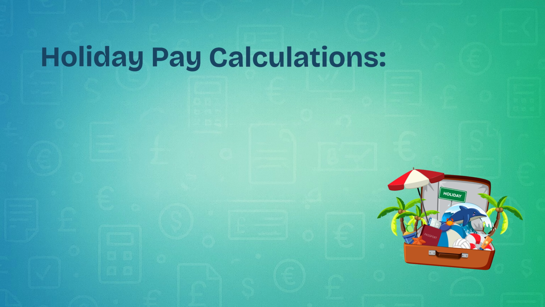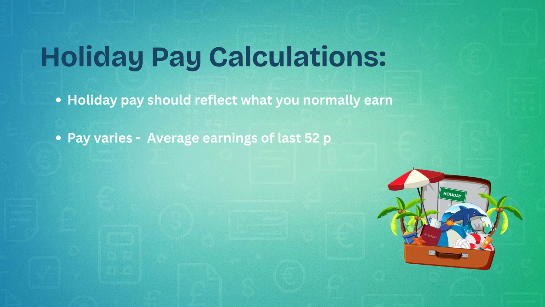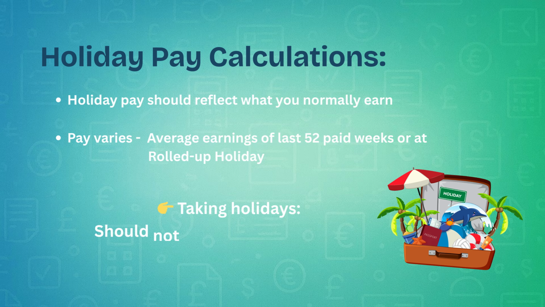Finally, let's look at how holiday pay is actually calculated. Holiday pay should reflect what you normally earn, so it's usually based on your standard rate of pay. If your pay varies, your employer must work it out using your average earnings over the last 52 paid weeks. Again, only weeks where you were actually paid are counted, or using the rolled-up holiday method. And the idea behind all of this is very simple. When you take holiday, you shouldn't be financially worse off. That's the whole point of holiday pay.